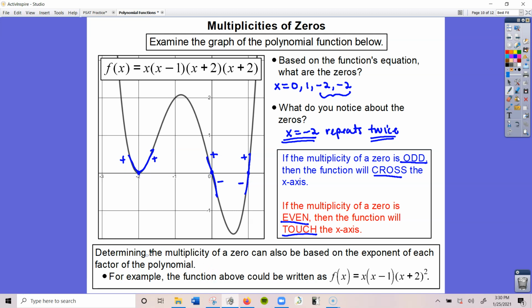Now, I put here that determining the multiplicity of a 0 can also be based on the exponent of each factor of the polynomial. So for example, this polynomial up here is actually more precisely written as x times x minus 1 times x plus 2 squared, since there is 2 of them. If it was 3 of them, then the exponent was 3. If there was 4 of them, the exponent would be 4, etc.